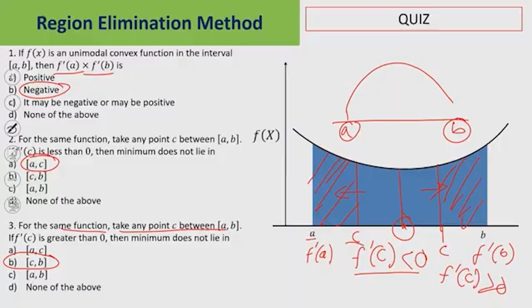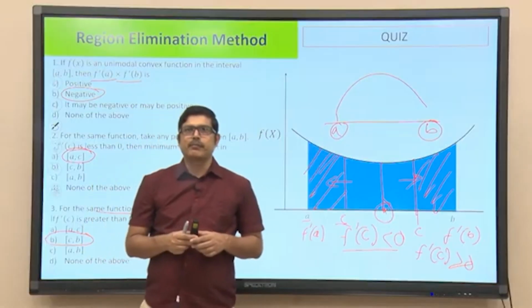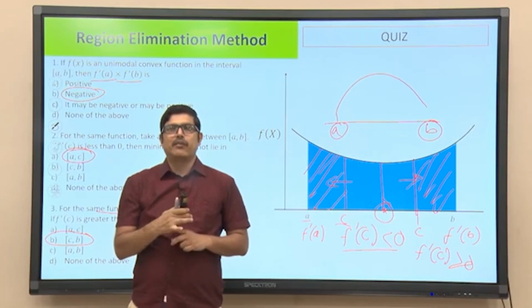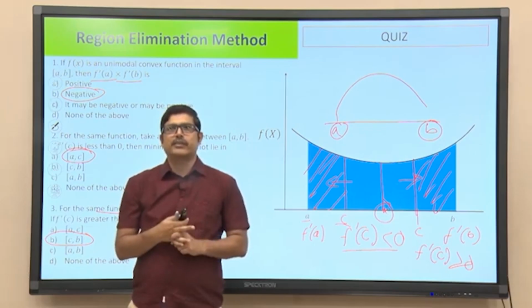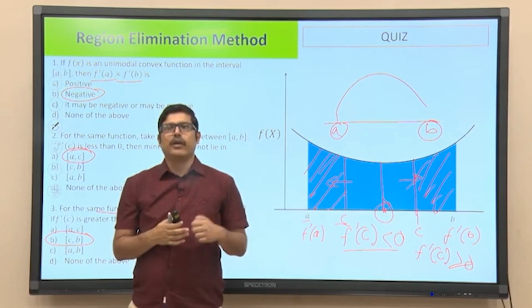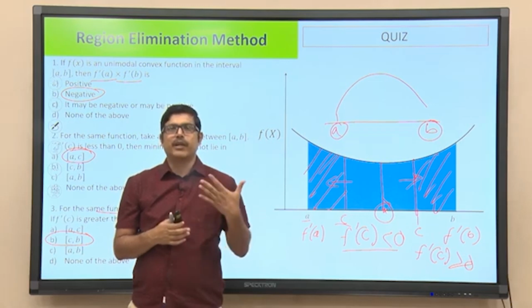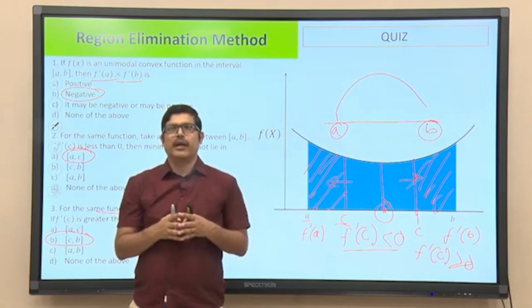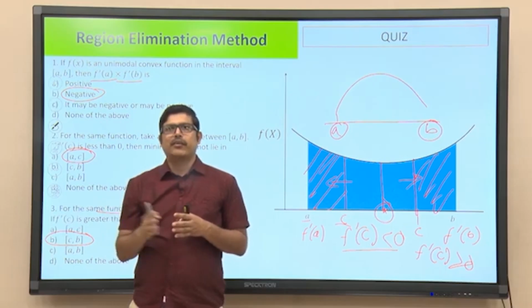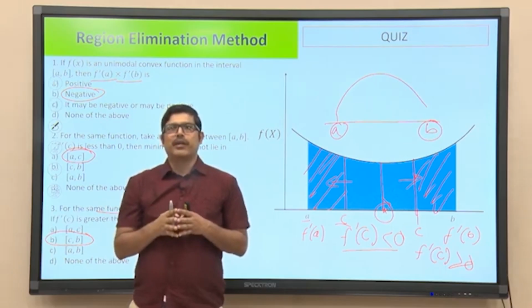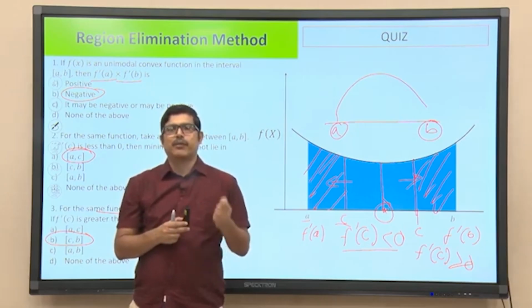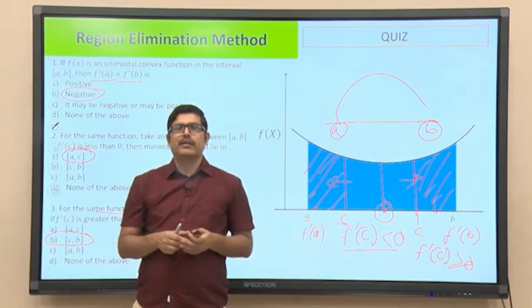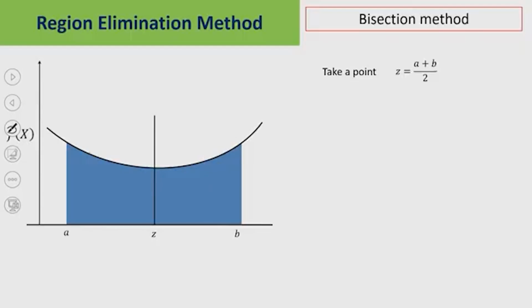So, what we can do now, instead of looking at the function the way we did in the interval halving method and the golden section search method, is also look at the derivative value. If the derivative is positive, we can eliminate the region on the right hand side of that point, and if the derivative is negative, we can eliminate the left hand side of that point. So, let us apply this method. This method is known as the bisection method.